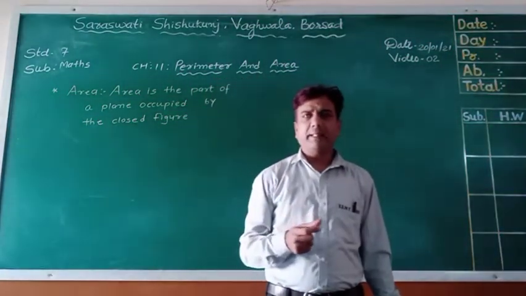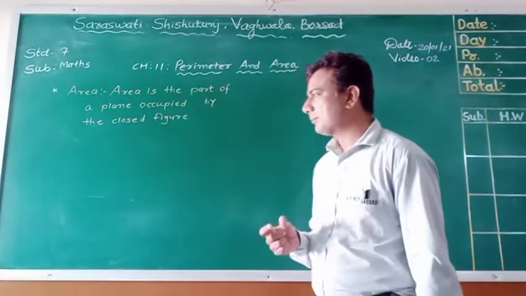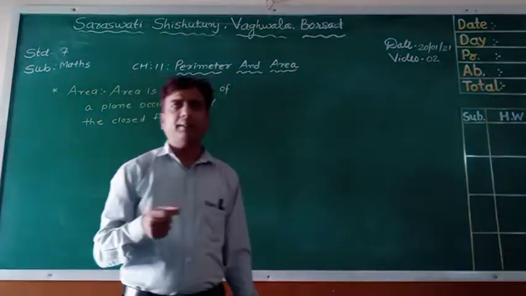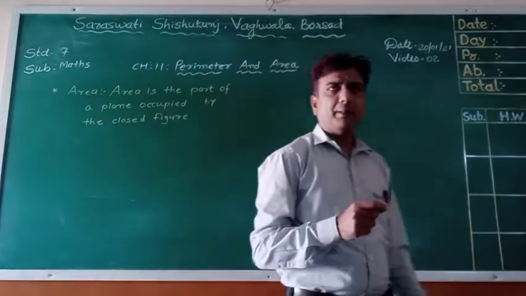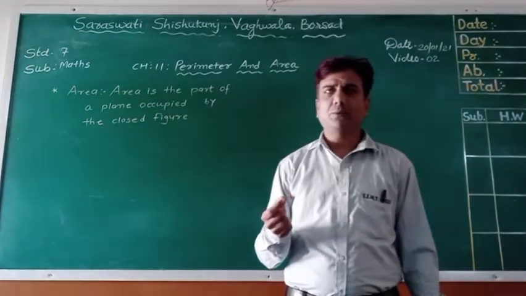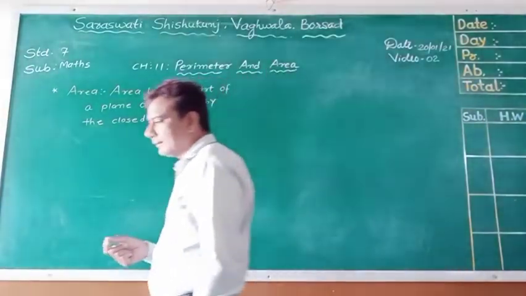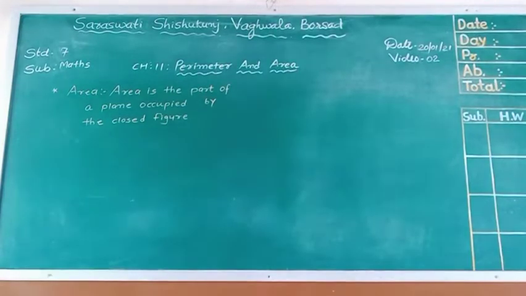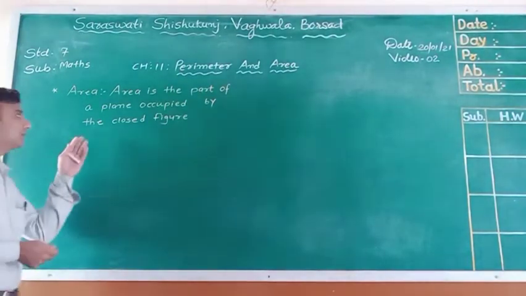So once again I repeat the perimeter formulas. Perimeter of a square equals 4 multiplied by side. Perimeter of a rectangle equals 2 times (L plus B). Then perimeter of a regular polygon equals number of sides multiplied by measurement of side. Today we will start area.